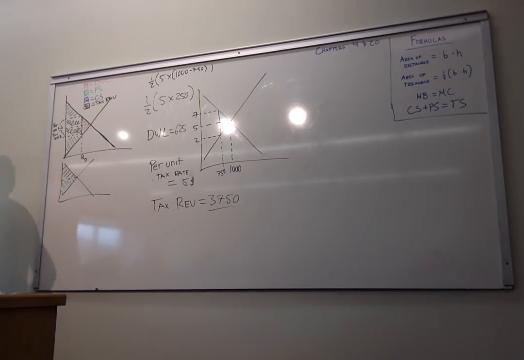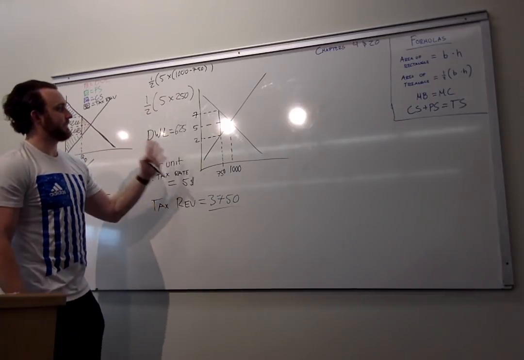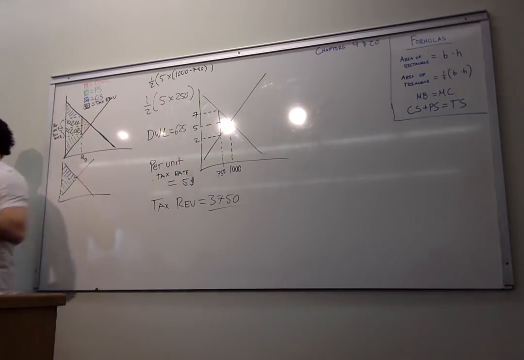So on the test, you may see a graph that looks something like this, and you might get a question that says, all right, after the tax is imposed, what price do consumers pay, and what price do sellers effectively receive?